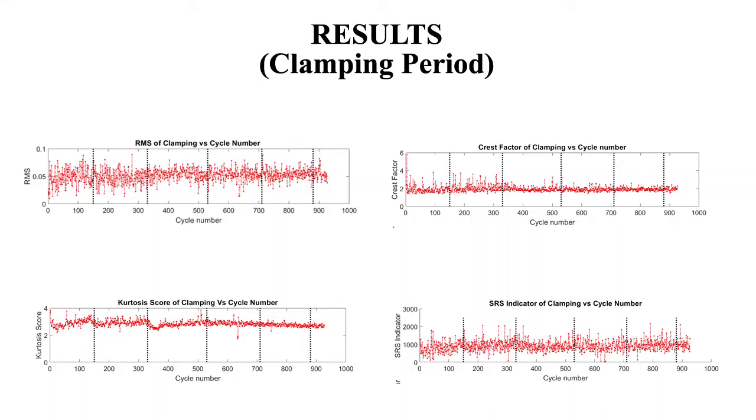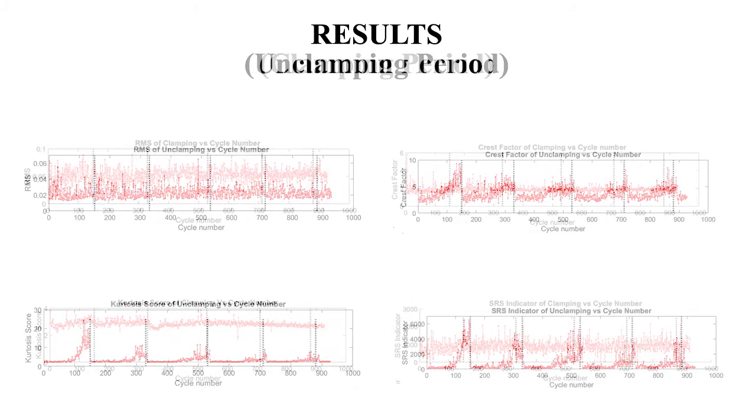The data collected during the clamping period was analyzed with 4 different vibration analysis techniques, namely RMS, crest factor, kurtosis, and shock response spectrum. The dotted black lines on each graph show when lubricant was added to the toggle. The 4 analysis techniques failed to show any change in the data distribution when lubricant was added. This goes to say that the clamping period does not provide valuable information relating to the lubricating condition of the toggle. For this reason, the research focus shifted from the clamping period to the unclamping period.